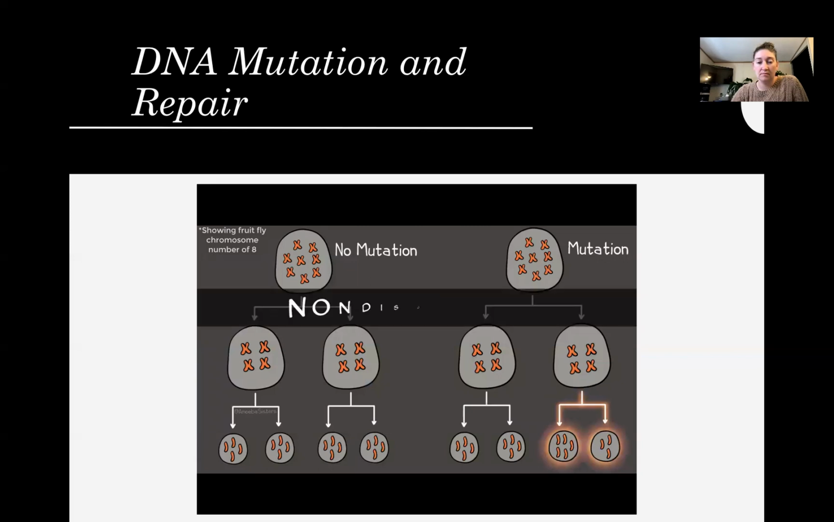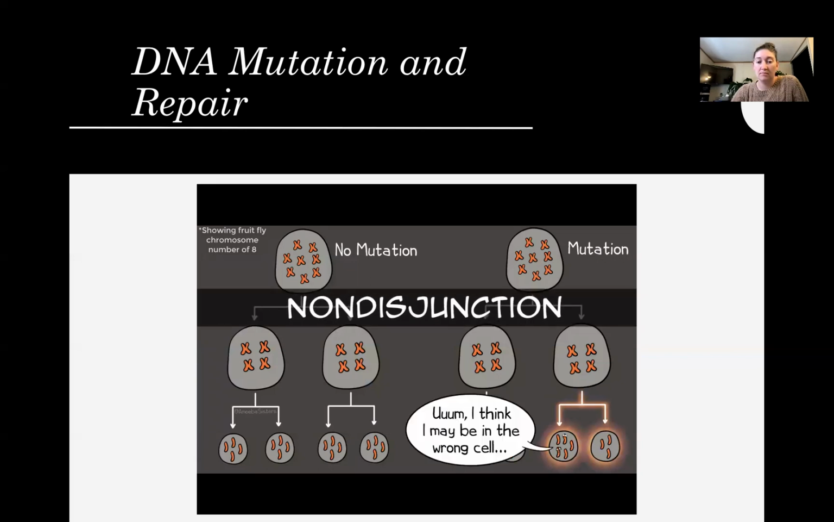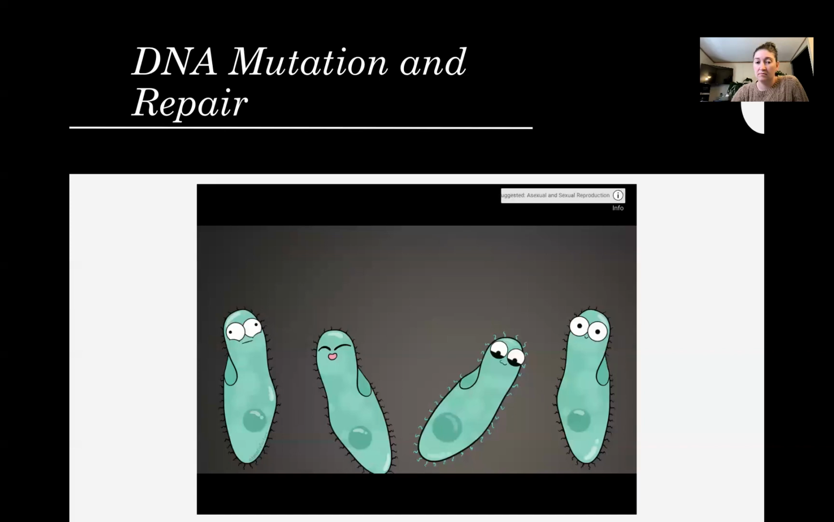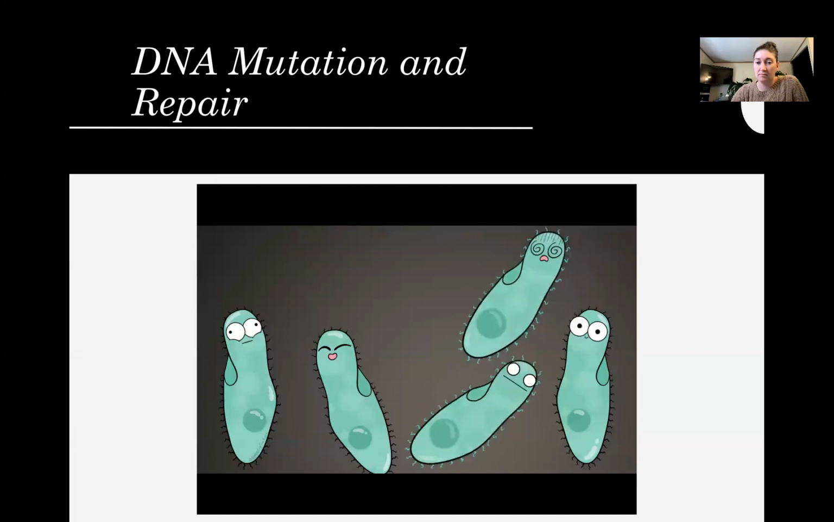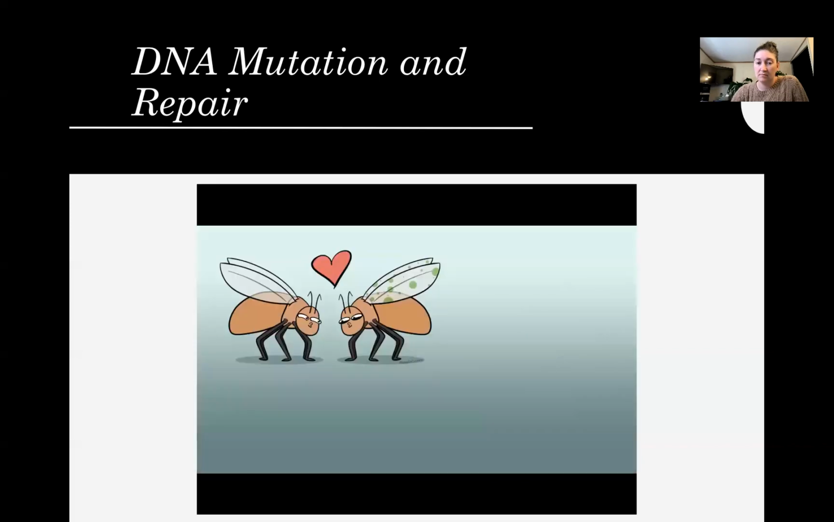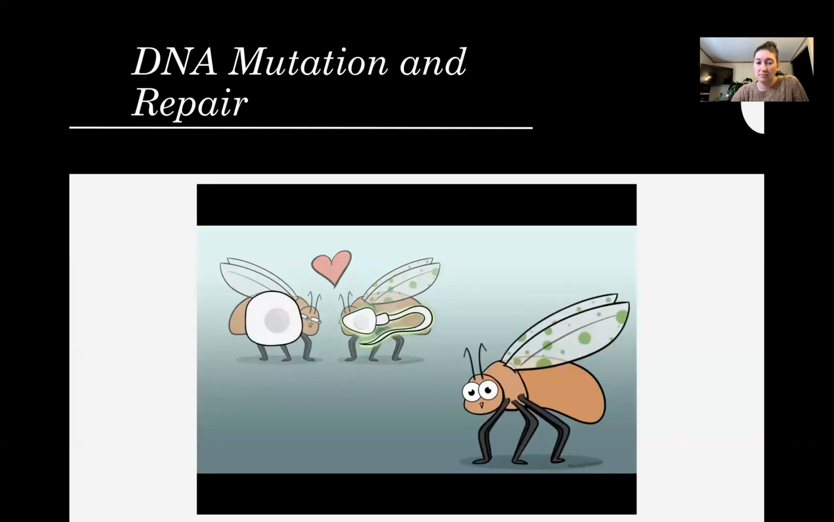We call this non-disjunction. This can result in an egg or sperm cell that has too many or too few chromosomes. It's possible for a mutation to be passed down to offspring. Consider a protist with a mutation. Many protists reproduce asexually, and when they divide, the daughter cell can inherit the same mutation. A fruit fly, which reproduces sexually, can pass a mutation to its offspring if that mutation is found in the genetic material of the sperm or egg cell.